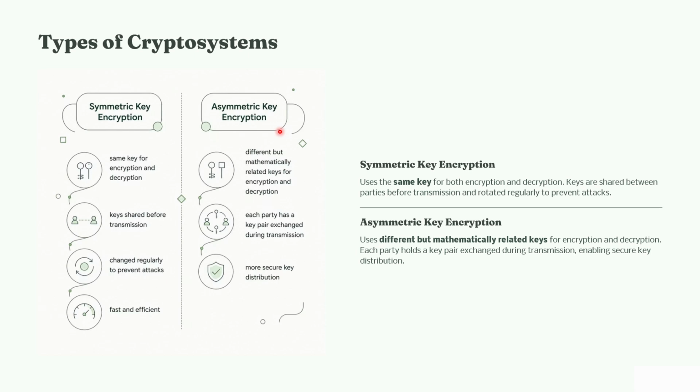In asymmetric key encryption, there are different keys, and each party has a key pair exchanged during the transmission. In symmetric encryption, the key is transmitted before the transmission itself, and it is changed regularly to prevent attacks, because both parties are given the key before the transmission. So we are changing it continuously to prevent attacks. Asymmetric key encryption is more secure, because we are exchanging keys during the transmission only, while symmetric key encryption is fast and efficient. The same key is used in symmetric, and different keys are used in asymmetric by using mathematical methods.